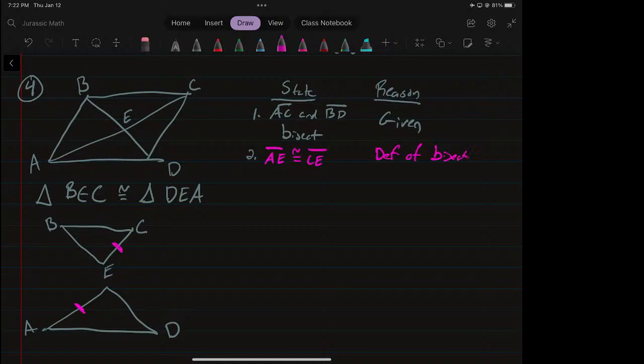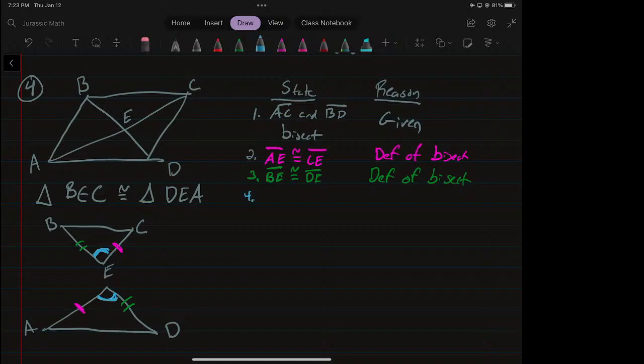So now we have a side in common. And I'm going to shoot for side angle side because of the word bisect and because they both have that E that's almost the same. So our third step is going to be BE is congruent to DE. Once again, definition of bisect. And finally, these two angles are congruent.